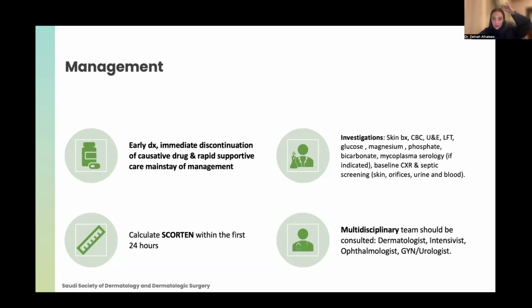Okay, back to SJS-TEN. In terms of management, the most important step is early diagnosis, immediate discontinuation of causative drug and all unnecessary drugs, and you want to do rapid supportive care. Okay, so this is your mainstay of treatment. As I mentioned, you want to calculate the SCORTEN within 24 hours.